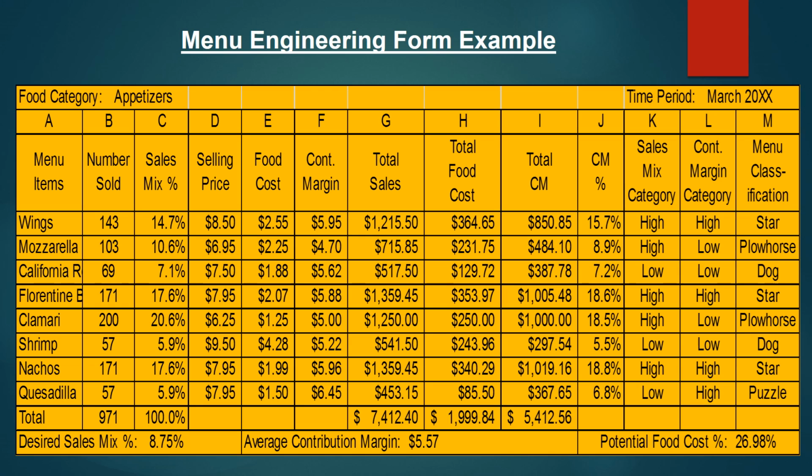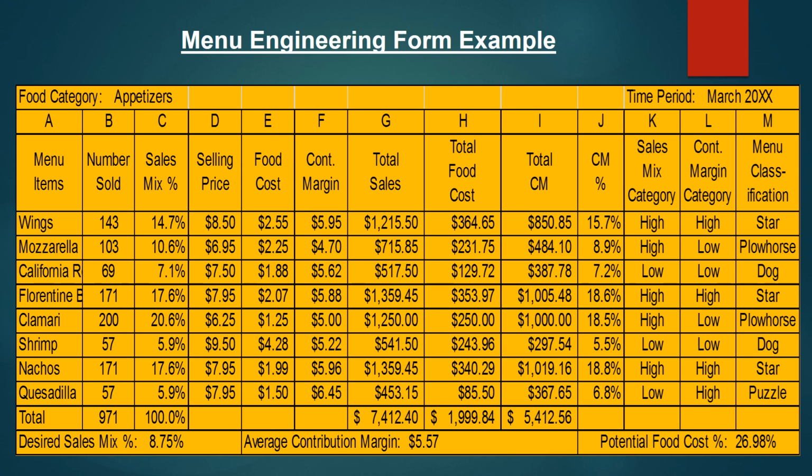We would also want to put in the number sold for that time period, March, how many of each one we sold, and we also need to know our selling price from the menu of these items, as well as each item's food cost. That's the information we need to know. Once that has been done, calculations are carried out to get the rest.